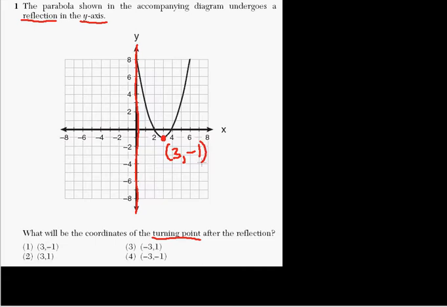-1. And what we want to do is reflect this about the y-axis, so we're going to bring it over here, but it's not just going to be on the x-axis, it's going to be 1 down. So the new coordinate is going to be -3, -1, because we have reflected it about the y-axis. So -3, -1 is the answer.